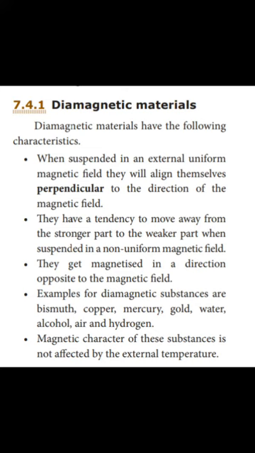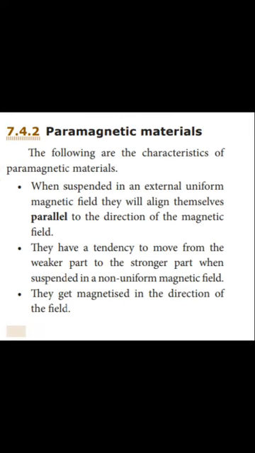Okay. Now we will see the characteristics of paramagnetic materials. What are the characteristics of paramagnetic materials? First one, when we suspend the paramagnetic materials in an external uniform magnetic field, they will align themselves parallel to the direction of the magnetic field. It is just opposite to the diamagnetic materials.